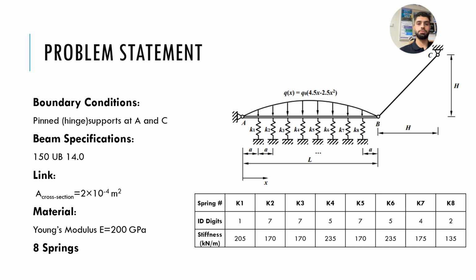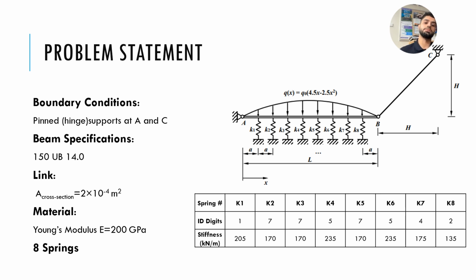So let's go over the problem statement together. We have boundary conditions imposed by hinge supports at A and C. We have a beam that spans from A to B with a length of 1.6 meters, and there are 8 springs situated along this length at 0.2 meter intervals with stiffness values that correspond to my student ID digits, as you can see in the table at the bottom right.